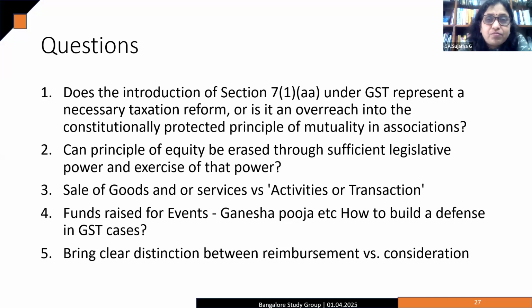Yes. And that is where I want to again bring this third question, the distinction between the sale versus the activity. And I strongly feel 7.1AA is not a subset of 7.1A. In terms of the positioning of the Act, it is in line with A. Though it is between A and B, AA is not a subset of A. AA is an independent limb.